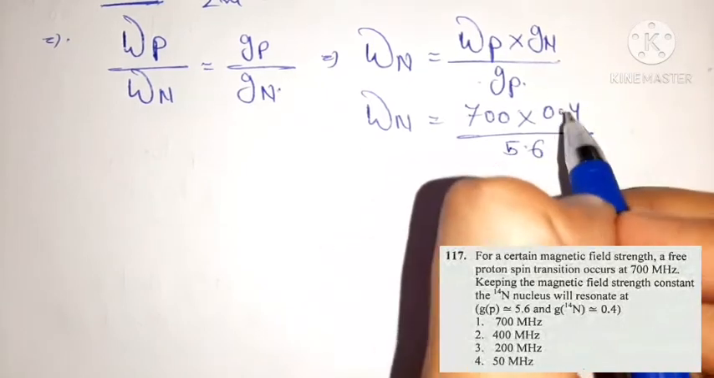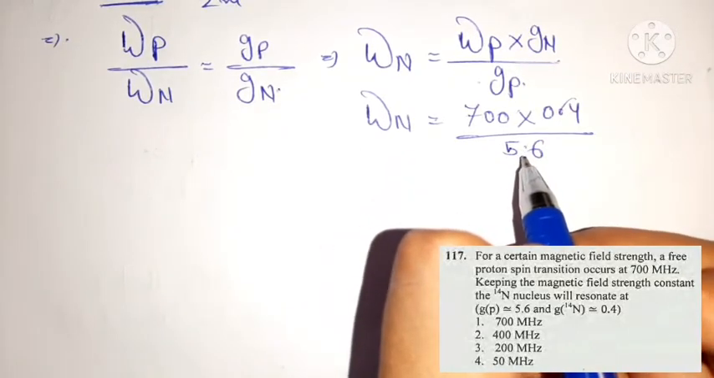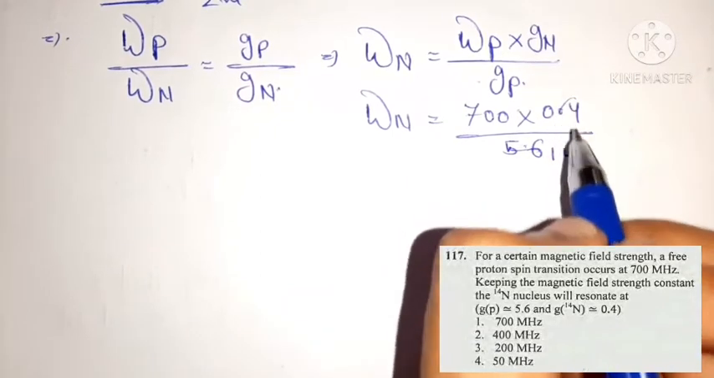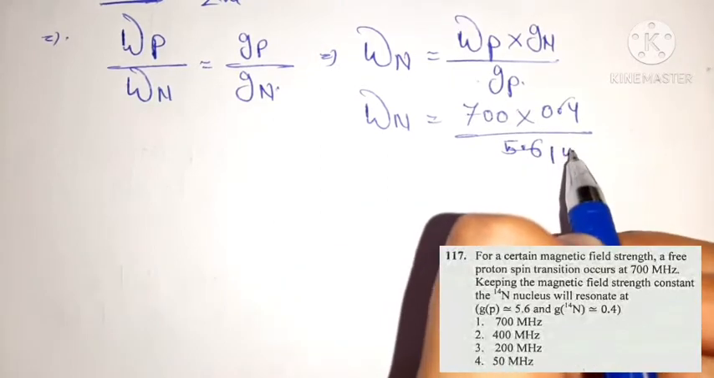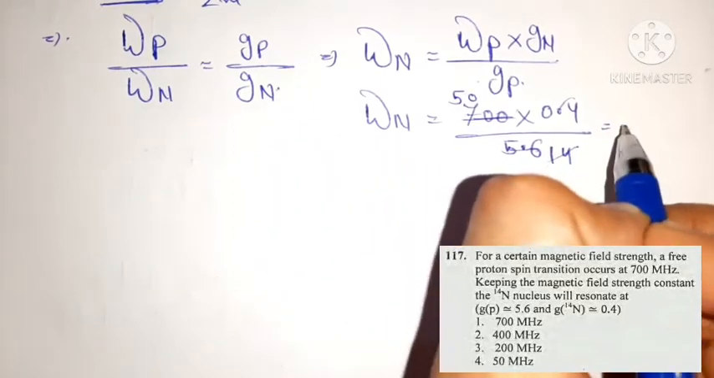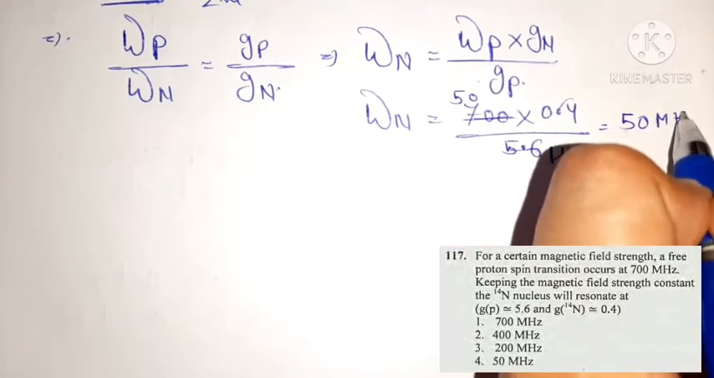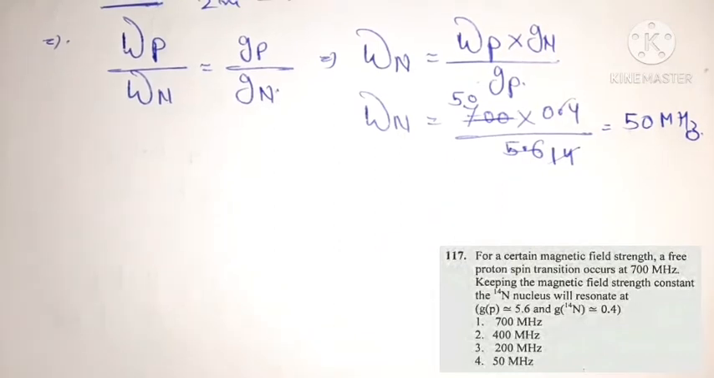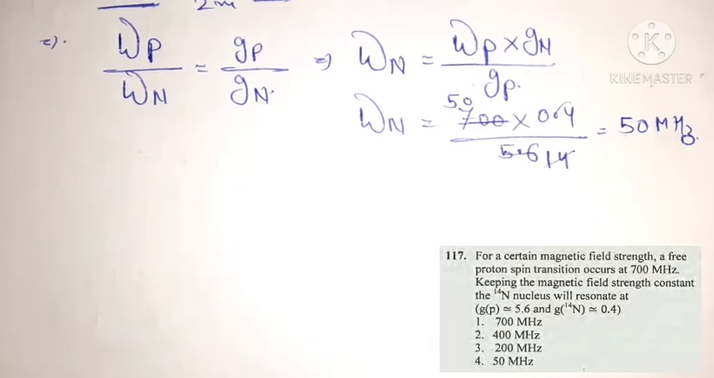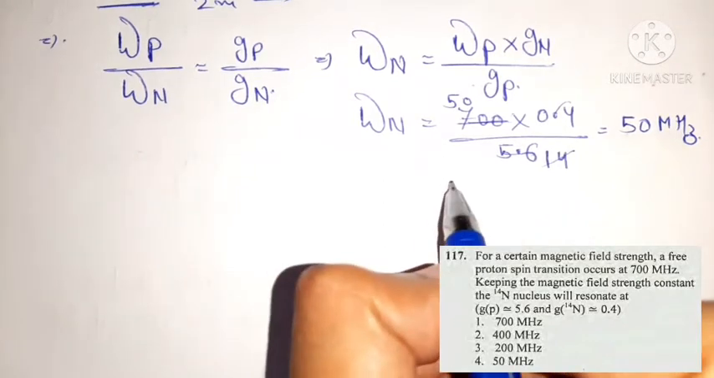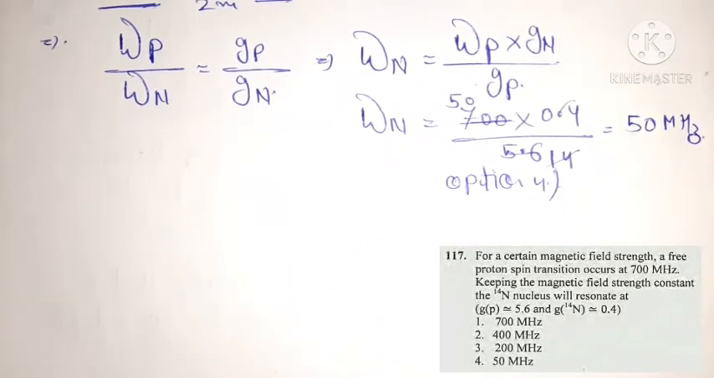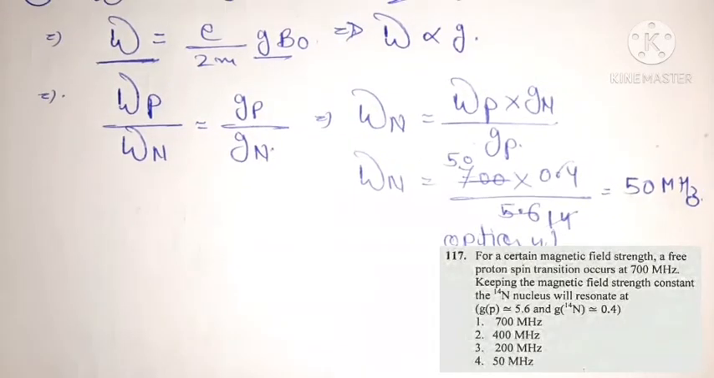0.4 into 14, that is 5.6, so this 14 cancels, and this 700 will be cancelled out 50 times by this 14. So this will be 50 megahertz. So the resonating frequency of 14N will be 50 megahertz. Understand? So this is your option number 4. Option number 4 is the correct answer for this question.